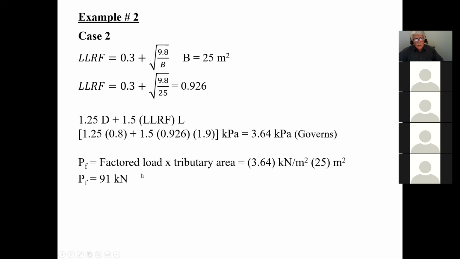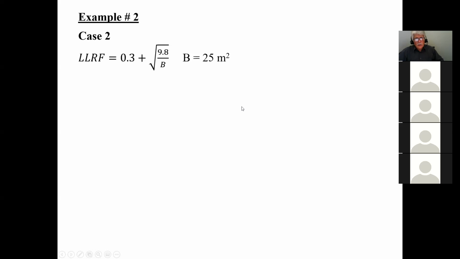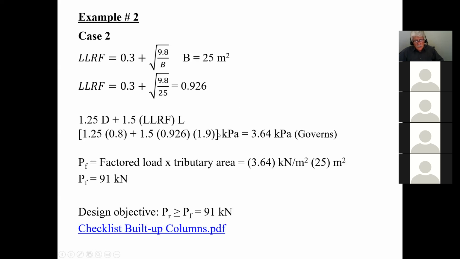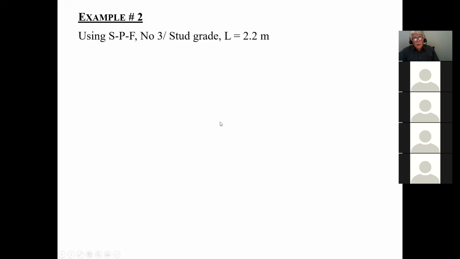Does everybody remember what the L was for this problem? We have an unsupported length of 2.2 meters, and we have a PF equal to 91. Okay, so basically, what we want to do now is go to the checklist for built-up columns. I like to do this, especially when it comes to columns, guys. So is the load duration standard? Yes. Is the service condition dry? Yes. Is the material free of incisions and or fire retardant treatment? Yes. Is the column effectively pinned? Yes. Is the load concentrically loaded? Yes. So I said yes to everything, and therefore I can go ahead and go to the built-up column tables.